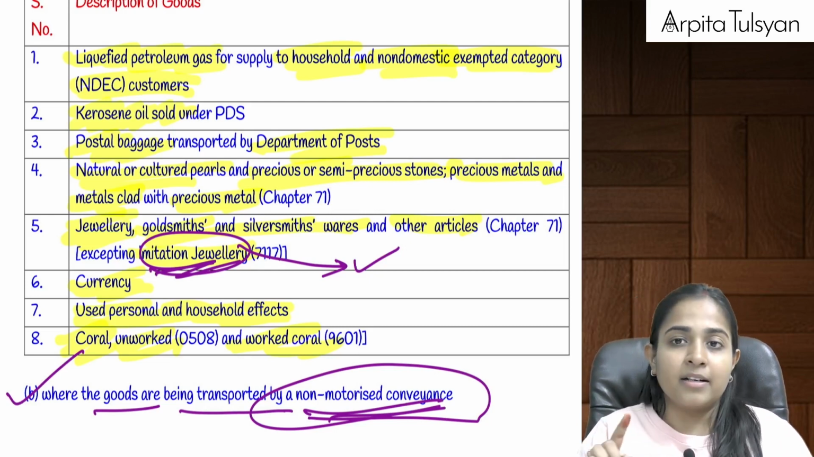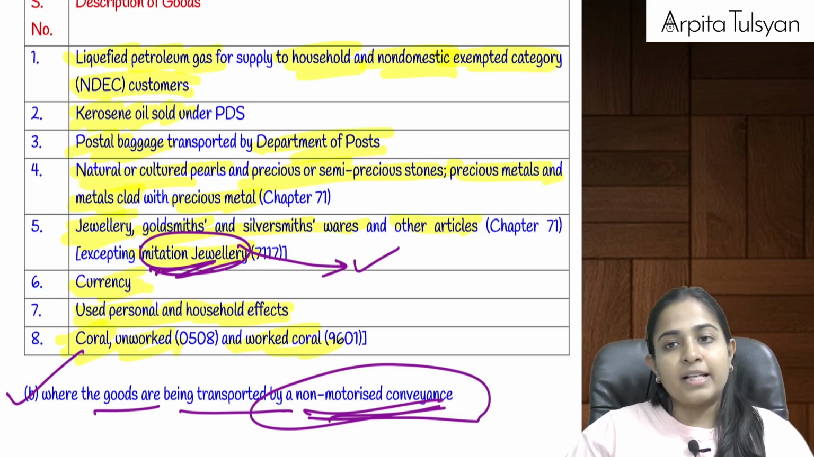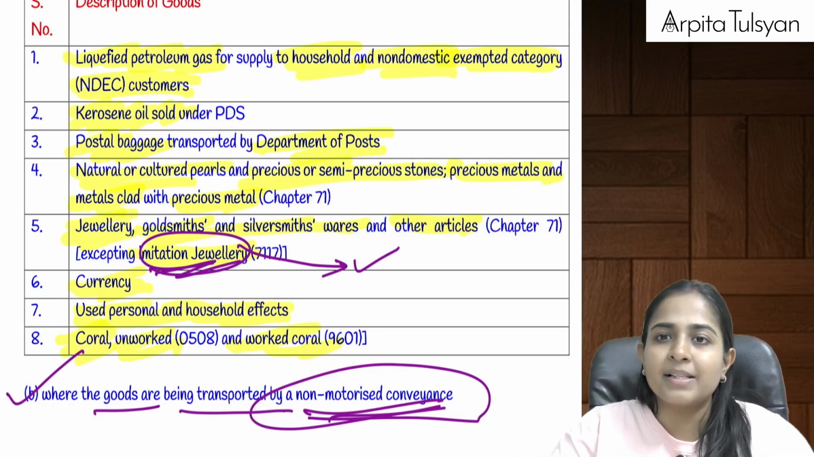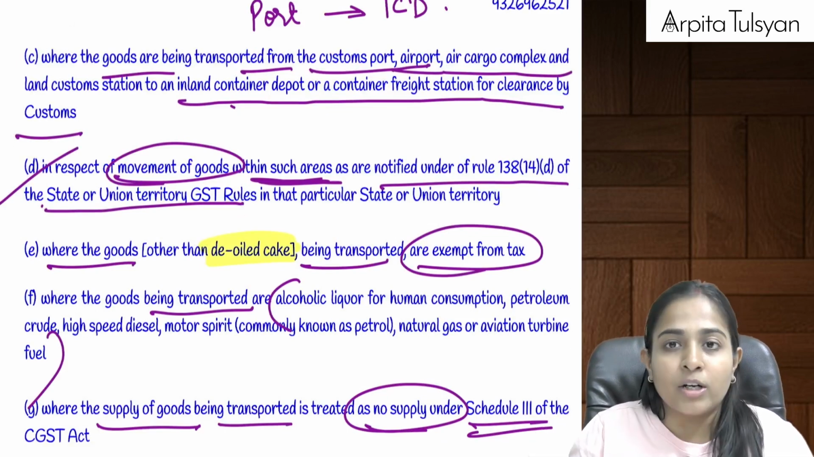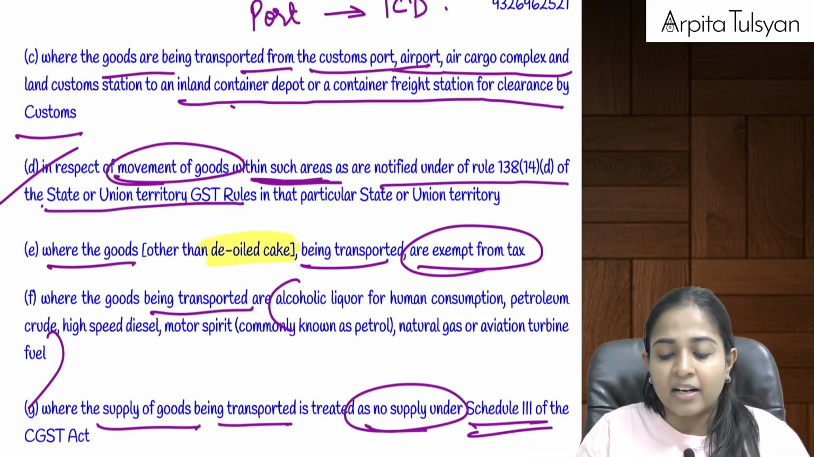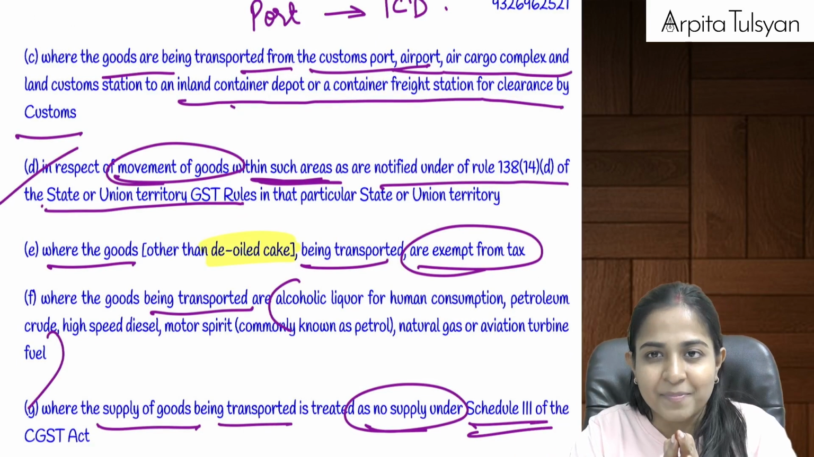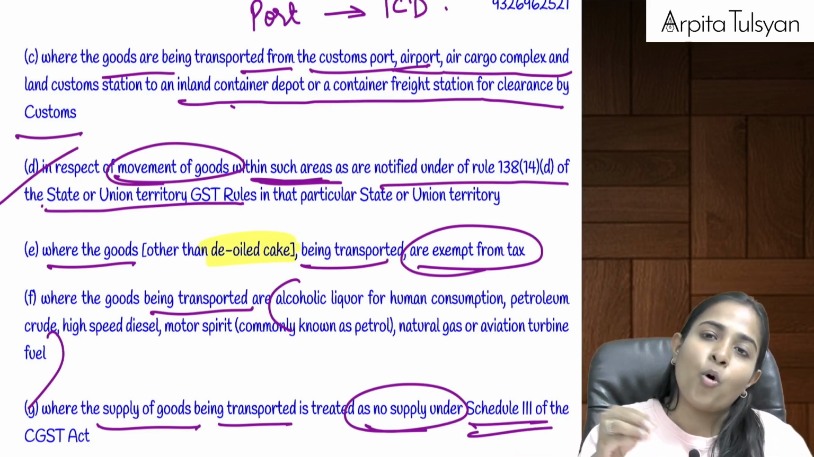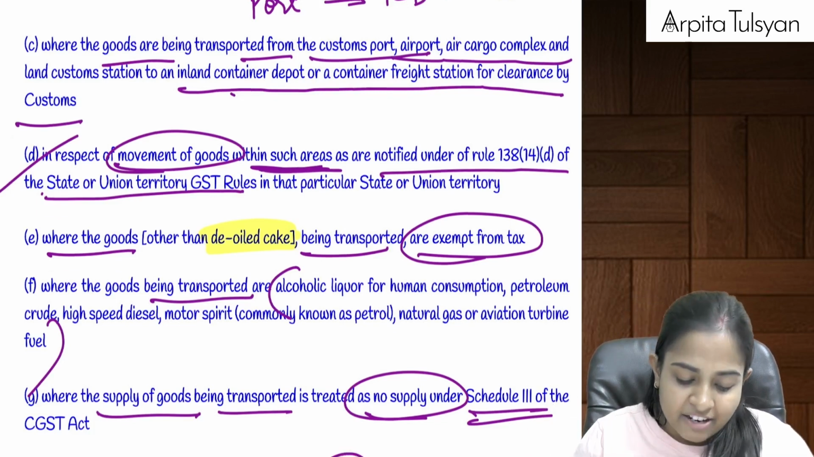Yes, but remember imitation jewelry. For transportation of imitation jewelry, even though it is jewelry, an e-way bill is required. Then when the goods are transported by non-motor conveyance, for example a cycle, right? Then whenever the goods are transported from a port, custom port, airport, etc. to an inland container depot or container freight station, which is under the control of customs, or vice versa, from inland container depot to the port, airport, etc., again under the control of customs, no need to generate the e-way bill for that.